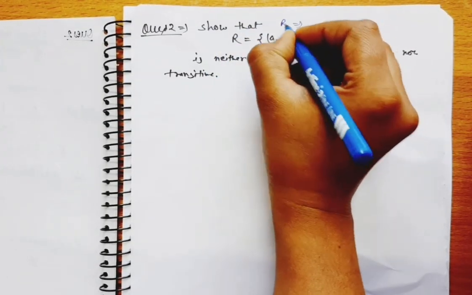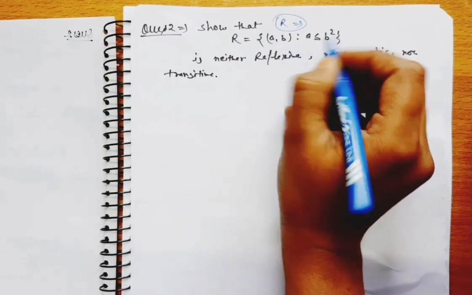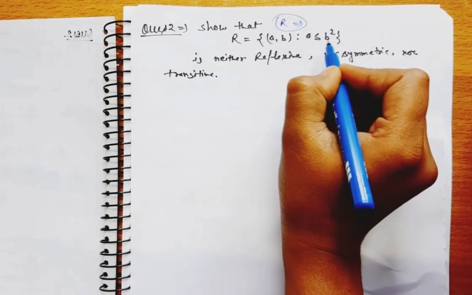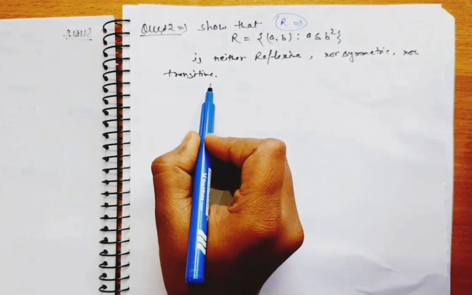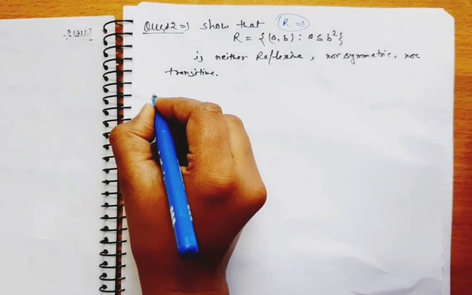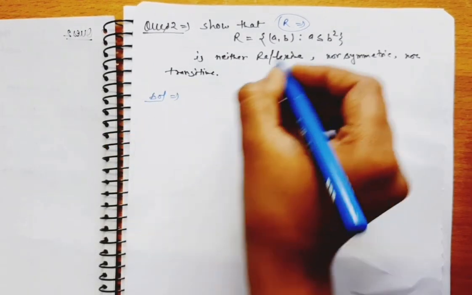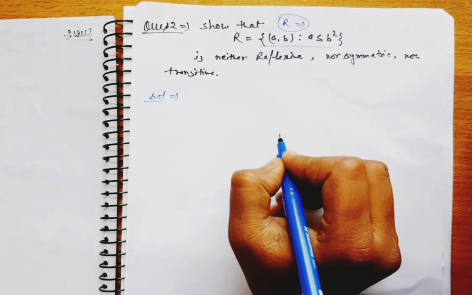in set R. A relation in set R is given to you, that is (a, b) where the condition a is less than or equal to b square is neither reflexive, nor symmetric, nor transitive. In this question, you have to show that this relation is neither reflexive nor symmetric nor transitive.